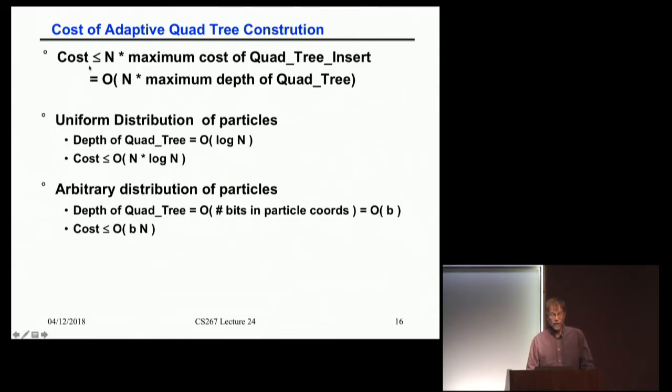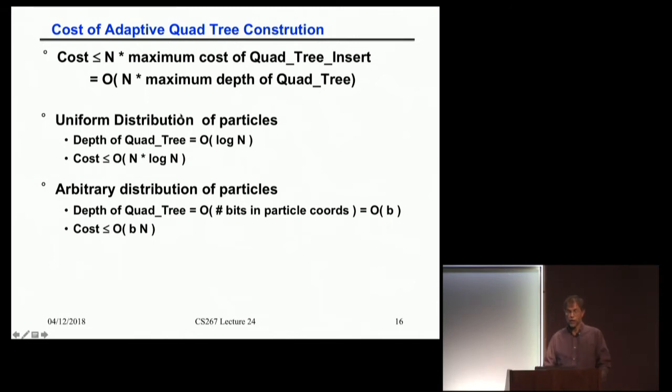And so the cost of the algorithm is the cost of inserting 1 particle, and I'm going to do that n times. Inserting 1 particle costs the depth of the tree. So to understand the complexity, how deep could this tree possibly be? There are 2 cases, the most optimistic and a pessimistic case.